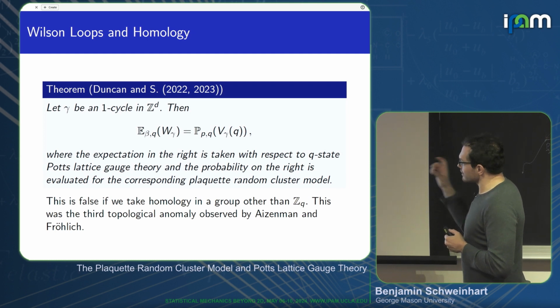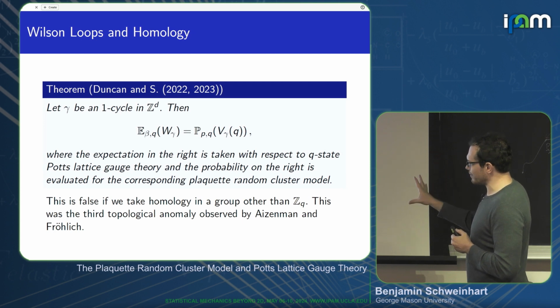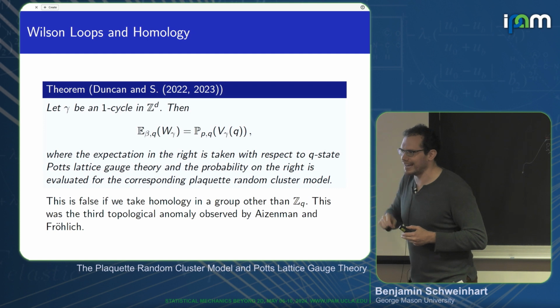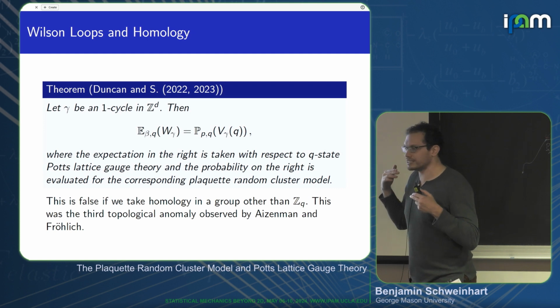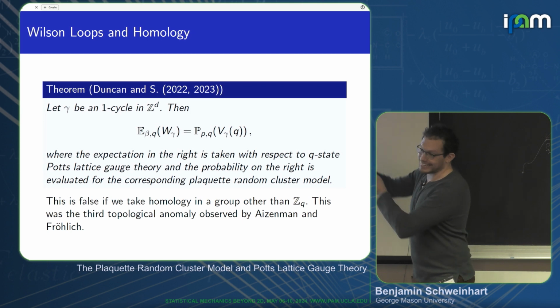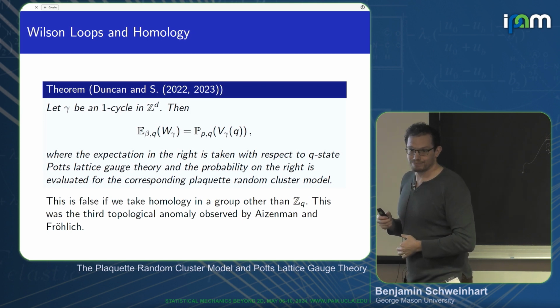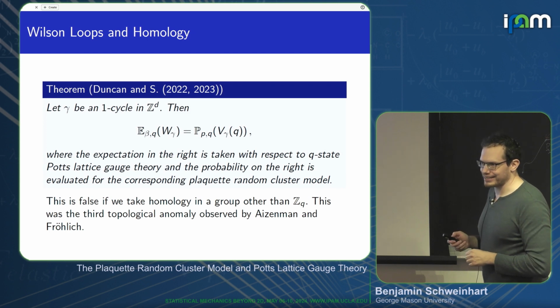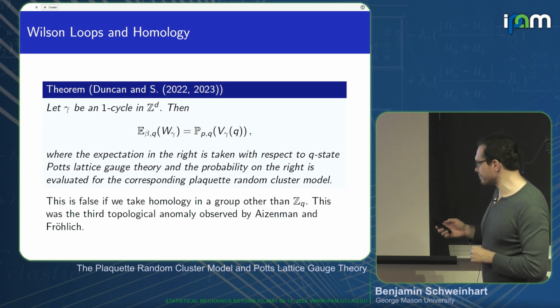And it's a little more complicated with this, but the third and perhaps main topological anomaly noticed by Aizenman and Fröhlich is that this fails if you take the wrong definition of V gamma. If you take it with coefficients in the integers, you get something that's provably not equal. So you needed the right topological definition to get the equality.